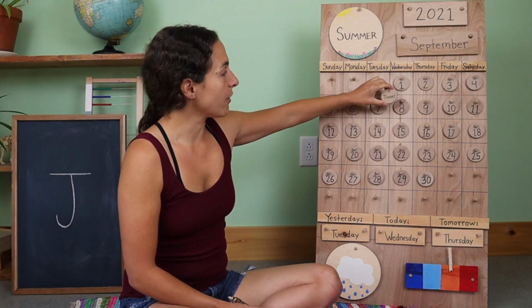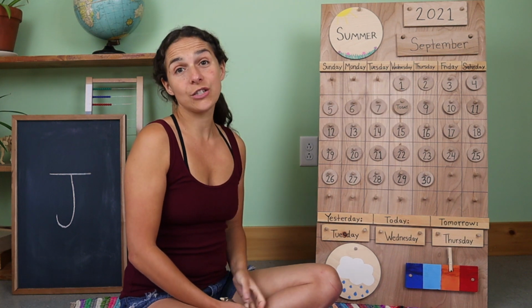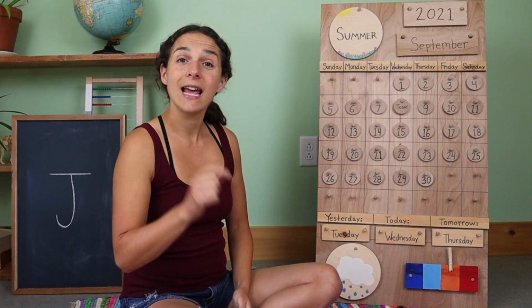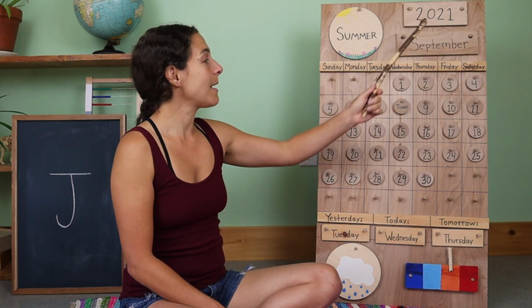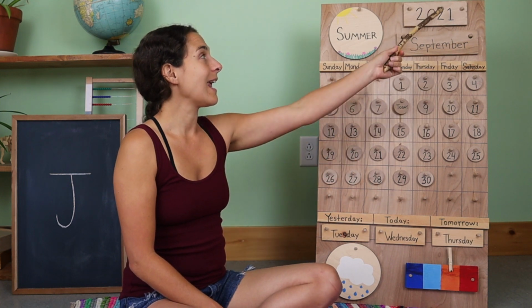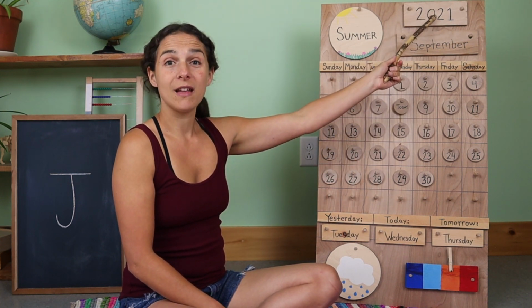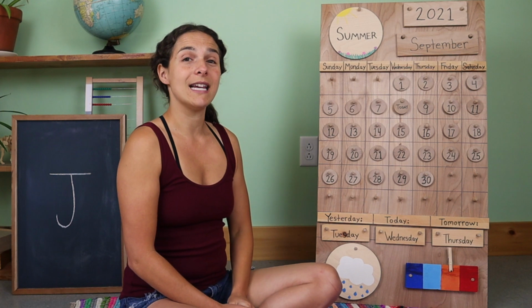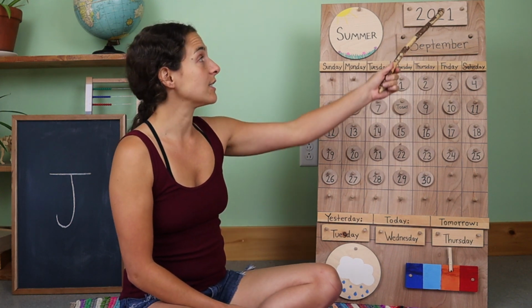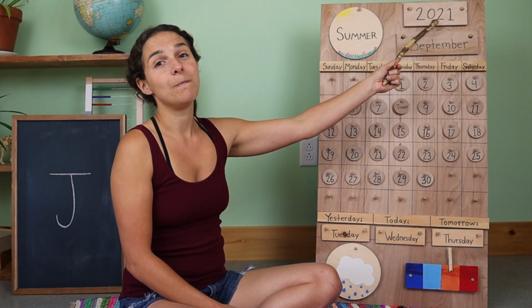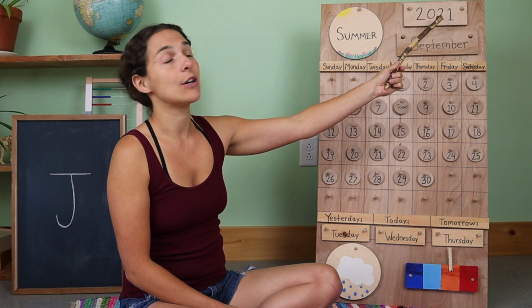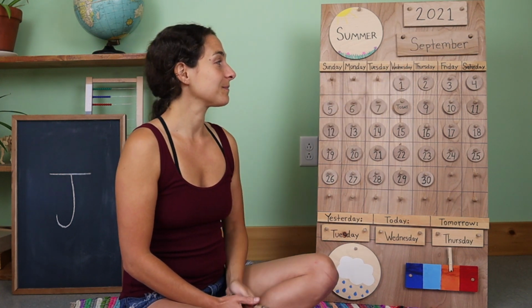Let's move the chip over from yesterday. Yesterday was September 7th, and today is September 8th. And right up here we have the year. There are 2 ways that you can say the year. You can say that it's 2021, but you can also say that the year is 2021.